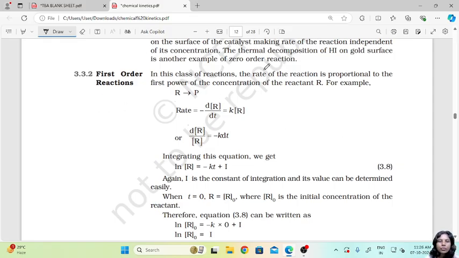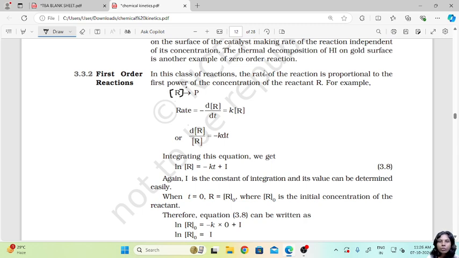Now in this class of reactions, the rate of reaction is proportional to the first power of the concentration of the reactant R. So what they are saying is, for example, if we have reactant R giving product P, then the concentration of this reactant is raised to the power of 1.